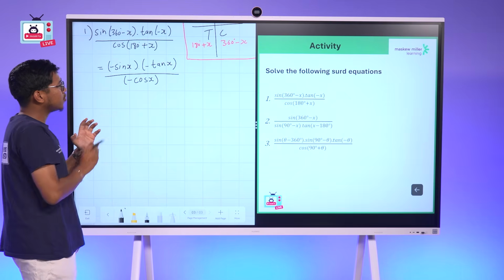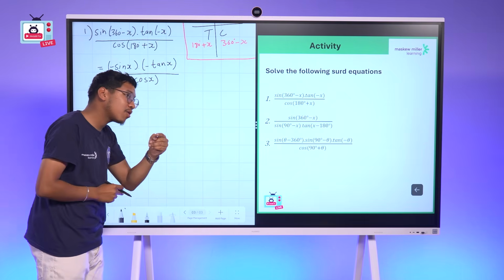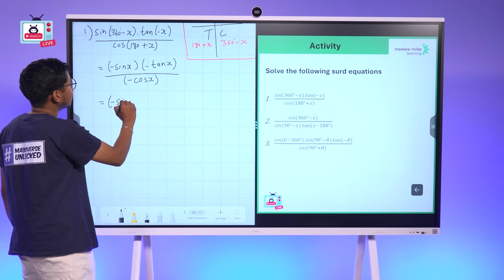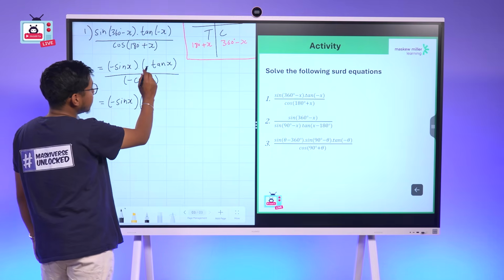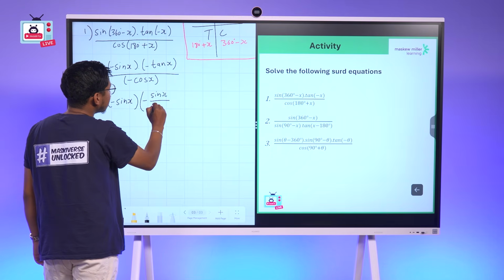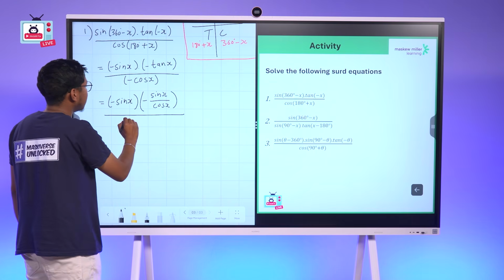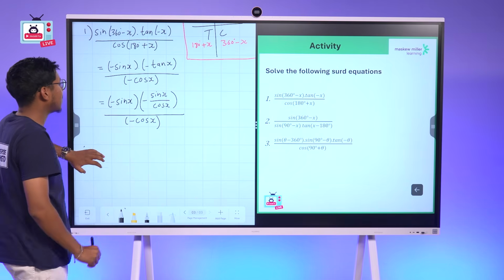Now, what can I do here? I know that tan can be written as sine over cos. So I'm going to go and do that now. So now I have negative sine of x. And now I'm going to change this over here. So negative tan of x becomes negative sine x over cos x. And that is all over negative cos x. There we go. I'm almost done.